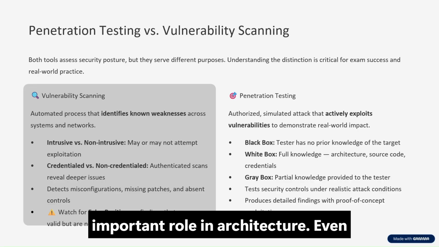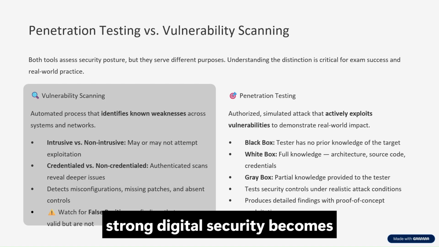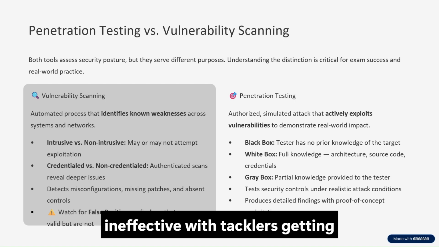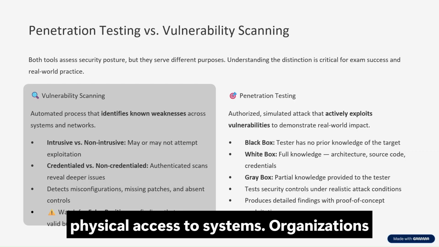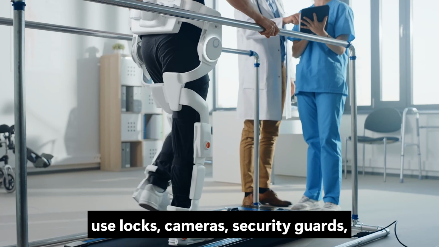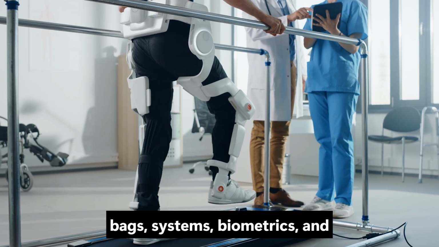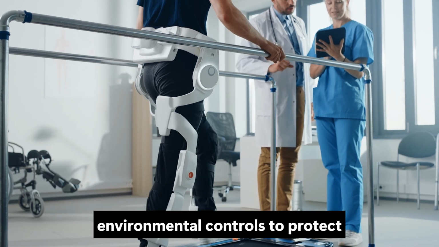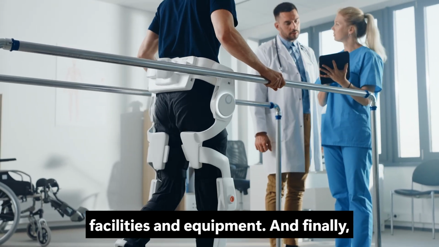Physical security also plays an important role in architecture. Even strong digital security becomes ineffective if attackers gain physical access to systems. Organizations use locks, cameras, security guards, badges, access systems, biometrics, and environmental controls to protect facilities and equipment.